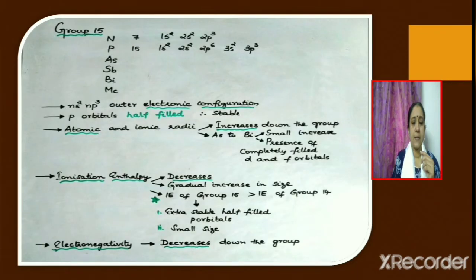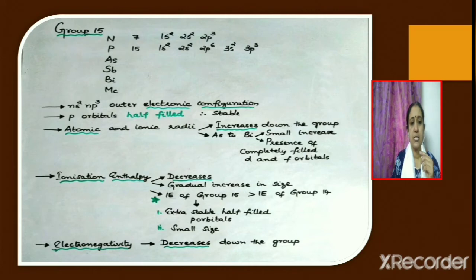We shall now discuss electronic configuration, atomic and ionic radii, ionization enthalpy and electronegativity of group 15 elements. We shall start with electronic configuration. Consider nitrogen, its atomic number is 7. So the electronic configuration can be written as 1s2, 2s2, 2p3. Phosphorus, atomic number 15, has the electronic configuration 1s2, 2s2, 2p6, 3s2, 3p3. Therefore, group 15 elements have ns2np3 general outer electronic configuration.